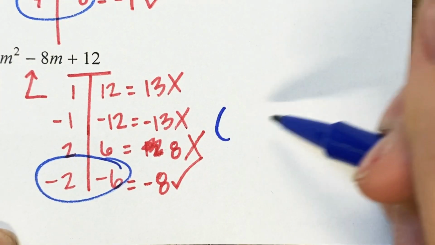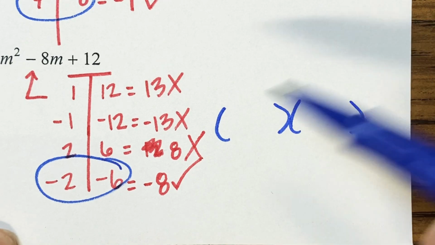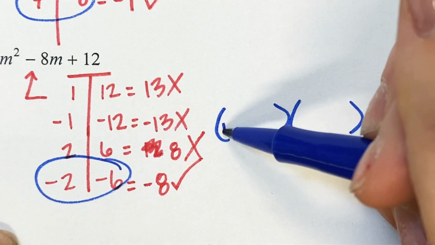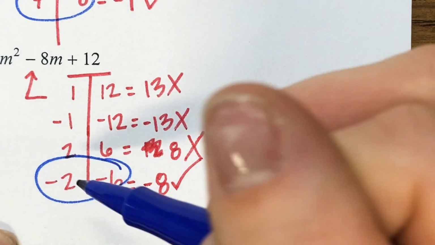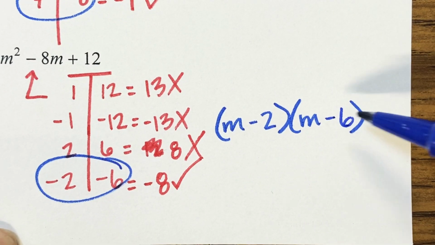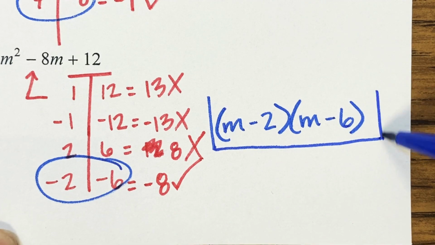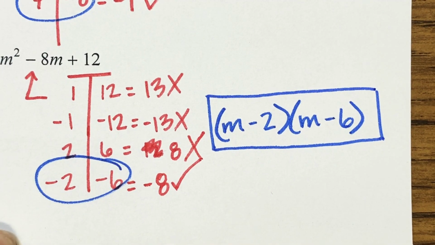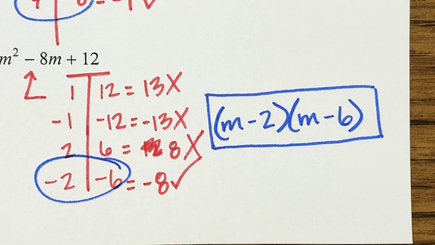So go ahead and write your parentheses set. Put your variable in front. This time it's m. m minus 2 for negative 2, m minus 6 for negative 6. And there's our answer.